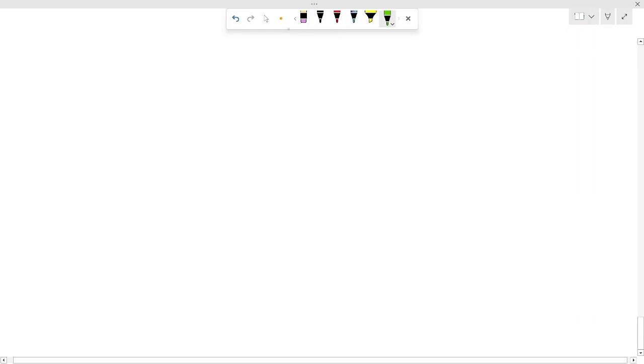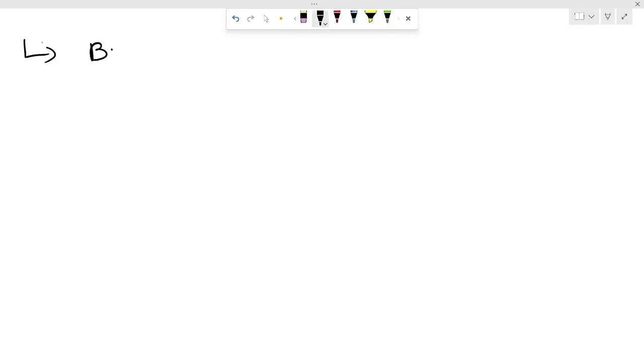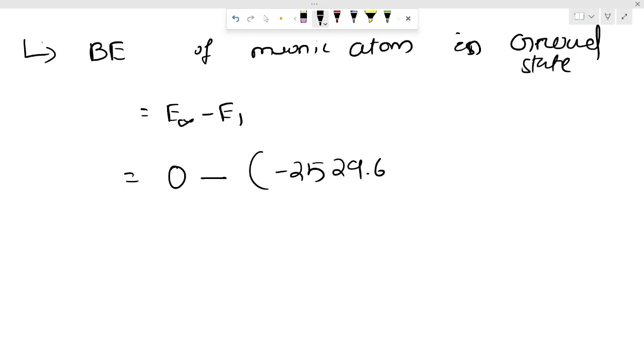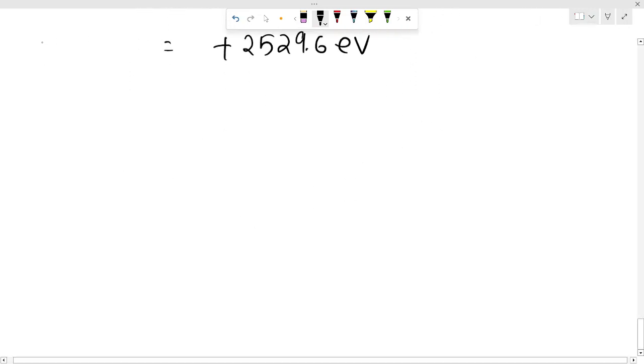So what is the binding energy of muonic atom? Binding energy of muonic atom in ground state is equal to E infinity minus E₁. That is equal to E infinity, which is 0, minus (minus 2529.6 electron volt), isn't it? Minus becomes plus 2529.6 electron volt. This is your binding energy for the ground state of muonic atom.